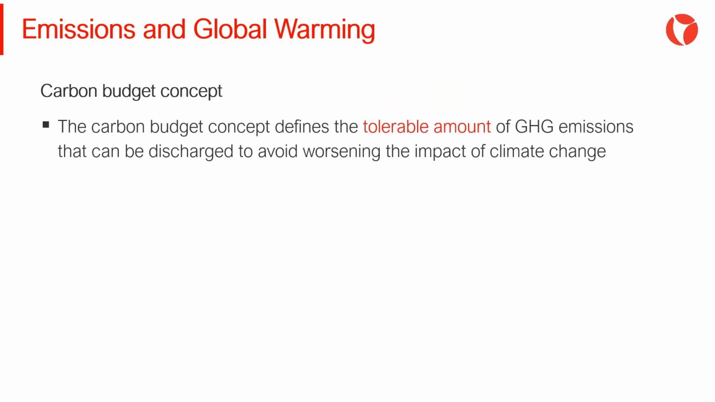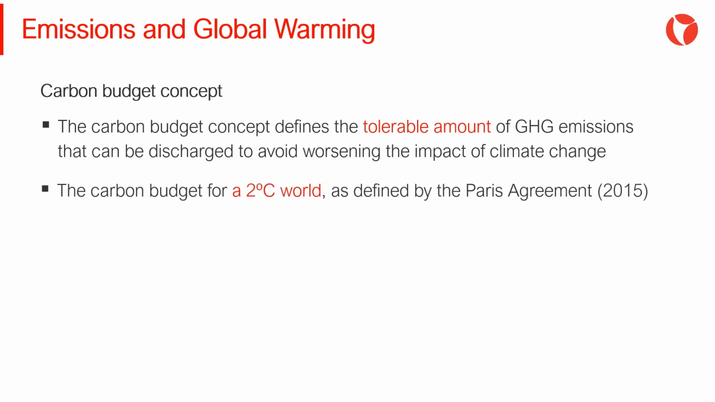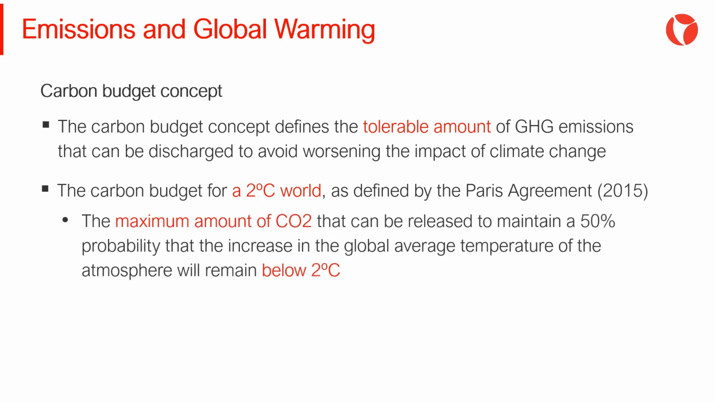The carbon budget concept defines the tolerable amount of greenhouse gas emissions that can be discharged during a specific time to avoid worsening the impact of climate change. The carbon budget for a 2°C world, as defined by the Paris Agreement, is the maximum amount of CO2 that can be released to maintain a 50% probability that the increase in the global average temperature of the atmosphere will remain below 2°C.